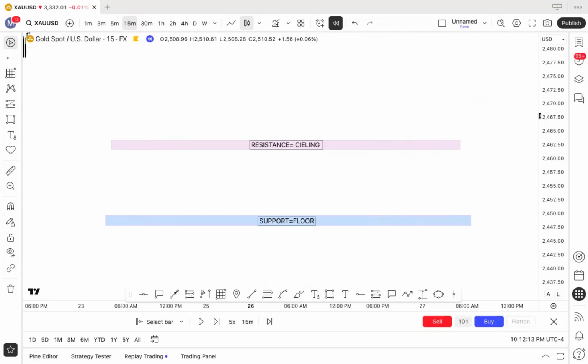Welcome back, traders. In this video, we're going to be going over support and resistance. Support and resistance is so important when it comes to drawing your zones and knowing when to buy or sell based off of how price is reacting off of your zones.